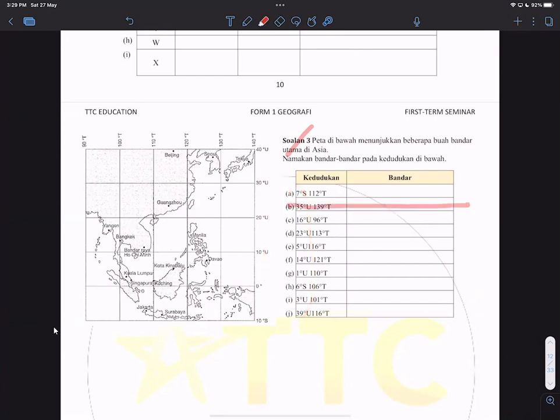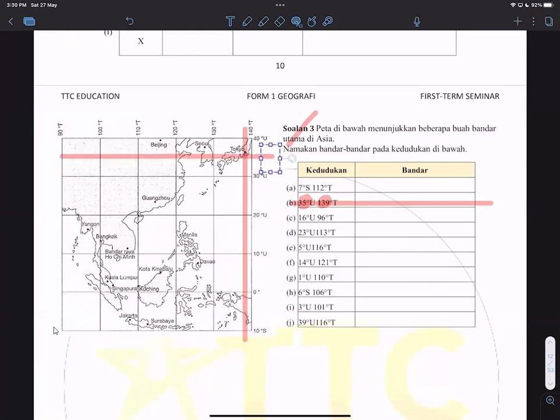So B is 35, 139. 35 Utara, so this is 30, and 35 is in the center, so 35 here. And then 119, which is supposed to be around 130, 140, the last line. So for any city, I cross off. This is too low, so increase a little. So B can find Tokyo here. Find the closest.